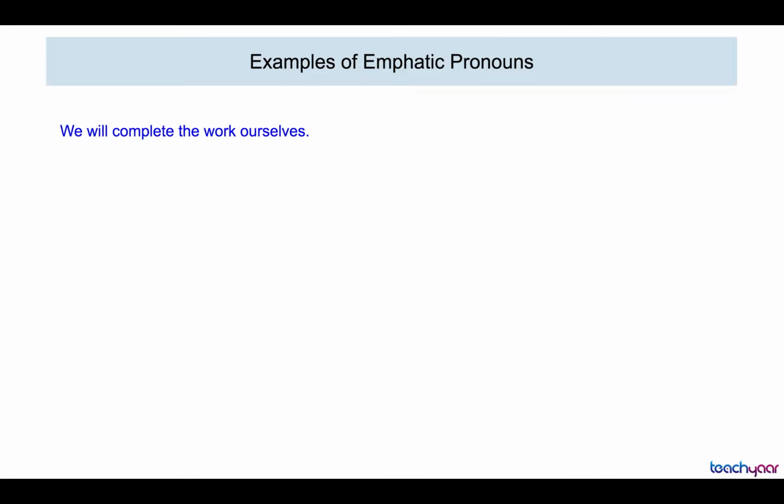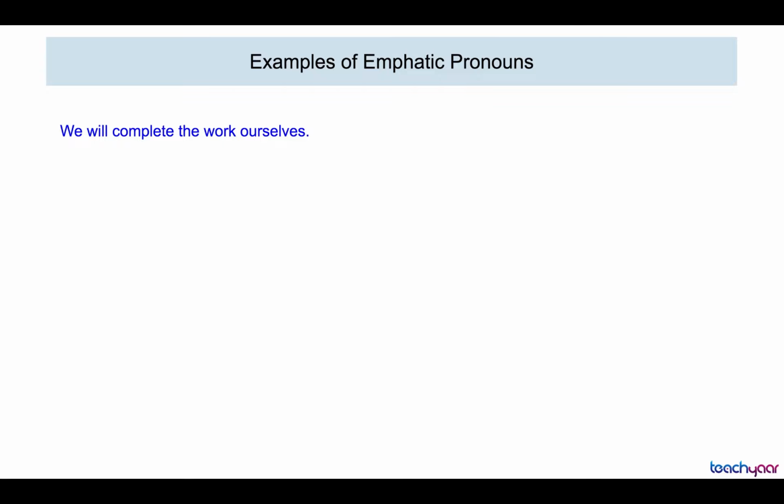Now, how do you know it's an emphatic pronoun? If you remove that word, what is the sentence? We will complete the work. Now, that makes complete sense. We will complete the work. So, what is this emphatic pronoun? It has been added to the sentence to emphasize. And what is it emphasizing? That we will complete the work ourselves without taking any external help. So, that is implied, that you are not taking anyone else's help.